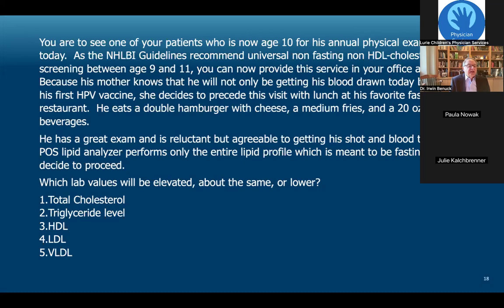And the HDL will not be, so that's fixed. So that's how we got non-fasting, non-HDL cholesterol. The LDL will be falsely lower than it should be, and the VLDL, which is a precursor to LDL, would be falsely elevated. So that's how we would interpret those numbers. So if you have a point of service that does the whole thing, you have to, even though it's hard, disregard the triglycerides and the LDL.